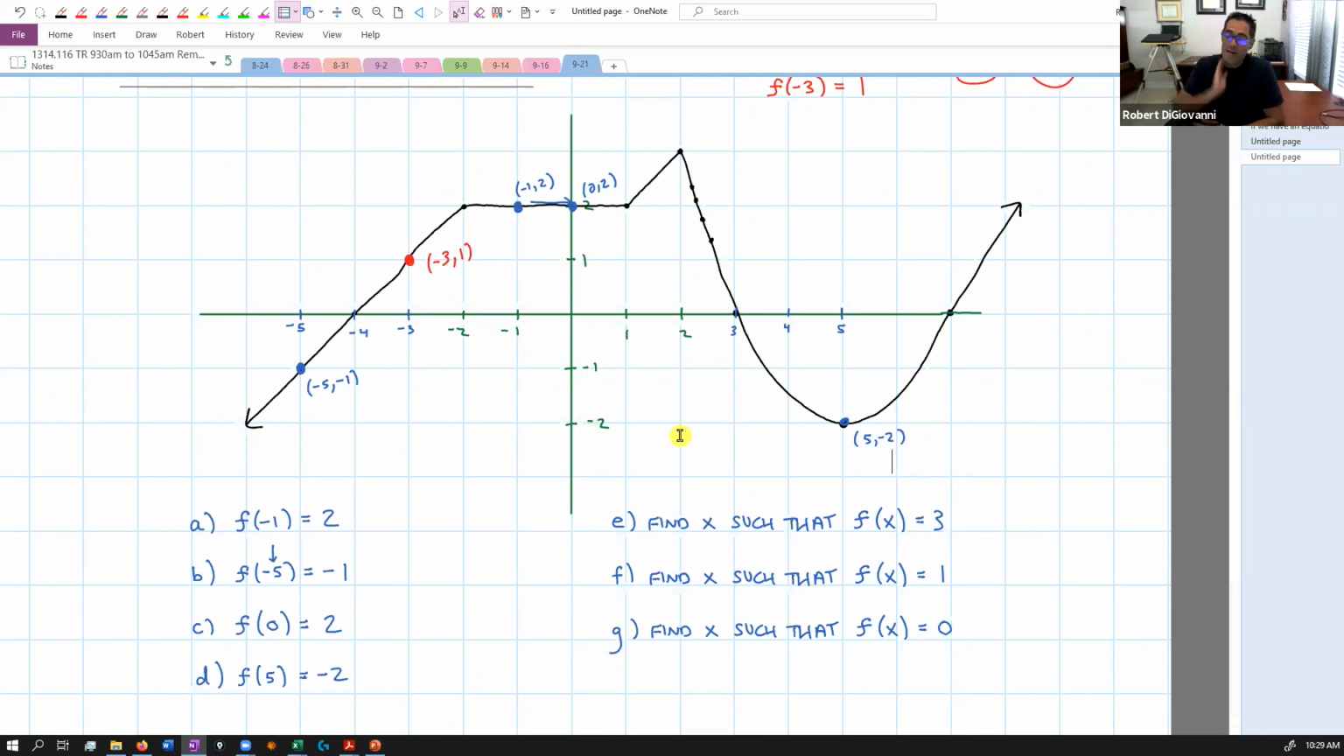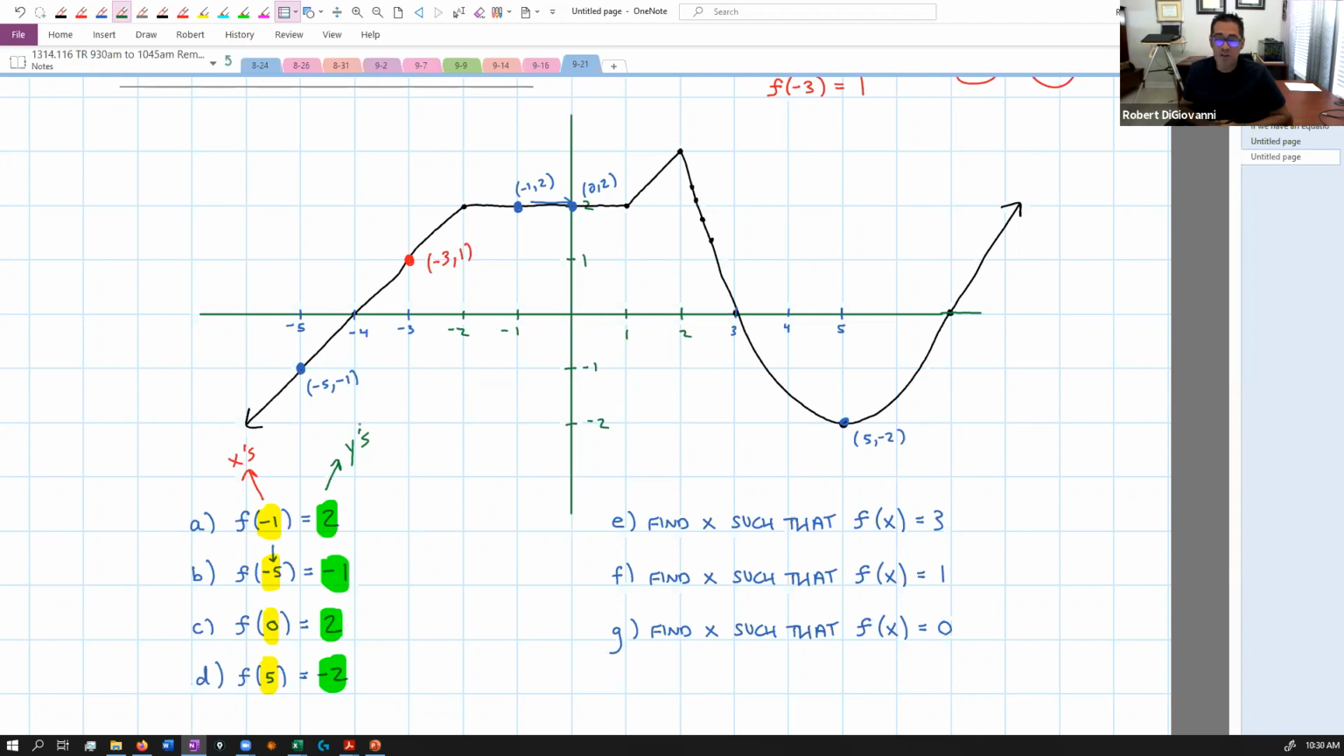All right, does that make sense to everyone? Parts A, B, C, and D. All of these values here are x's, right? Those are all x's. And then all these right here are the y's that correspond to those as points, right? Input, output, x and y. Make sense?